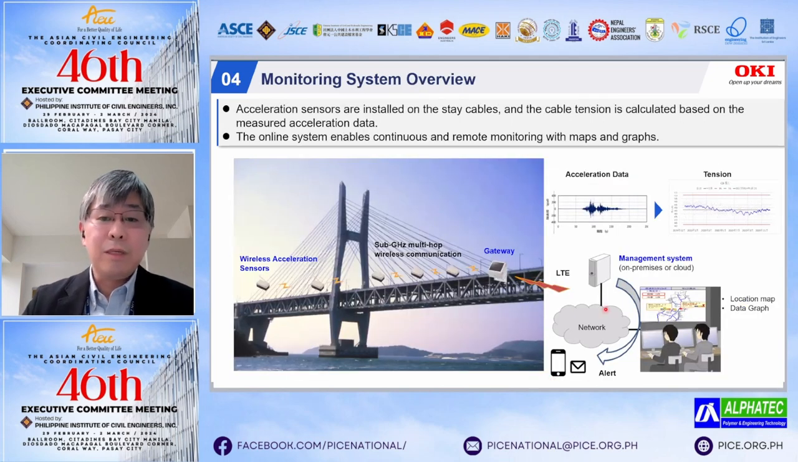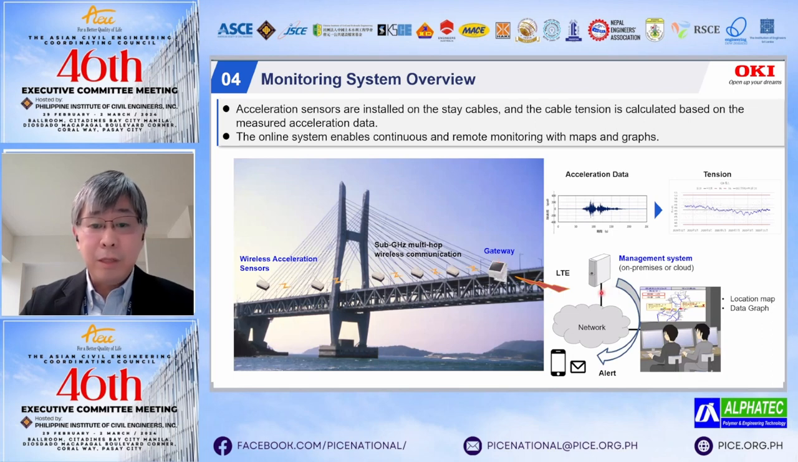Let's take a look at the configuration of the monitoring system. Our monitoring system works by utilizing acceleration sensors installed on the stay cable to calculate the natural frequencies through measurement of ambient vibration. Each acceleration sensor has a built-in sub-gigahertz multi-hop wireless communication ability, which allows the measured data to be transmitted to the LTE network via the other sensors and a gateway.